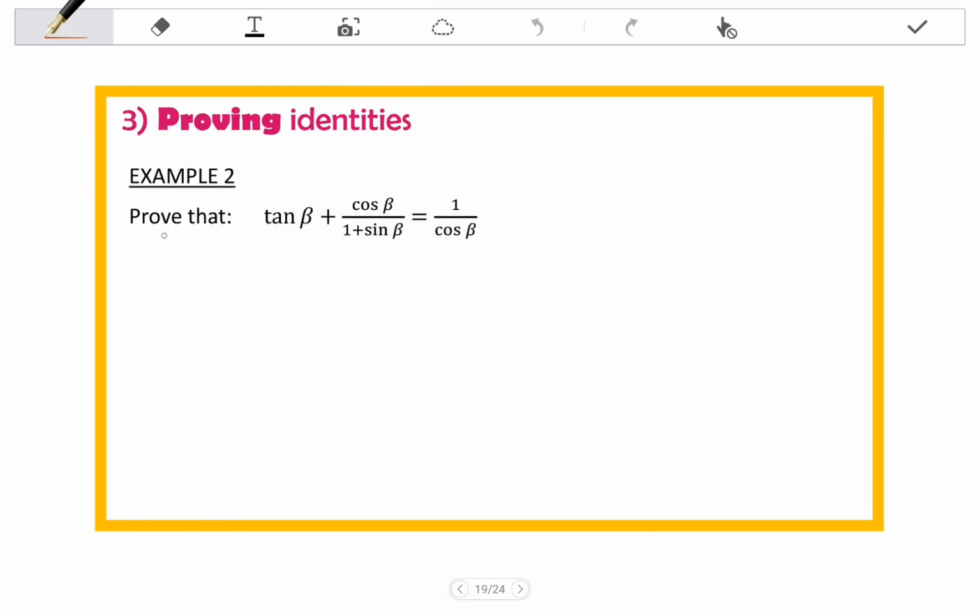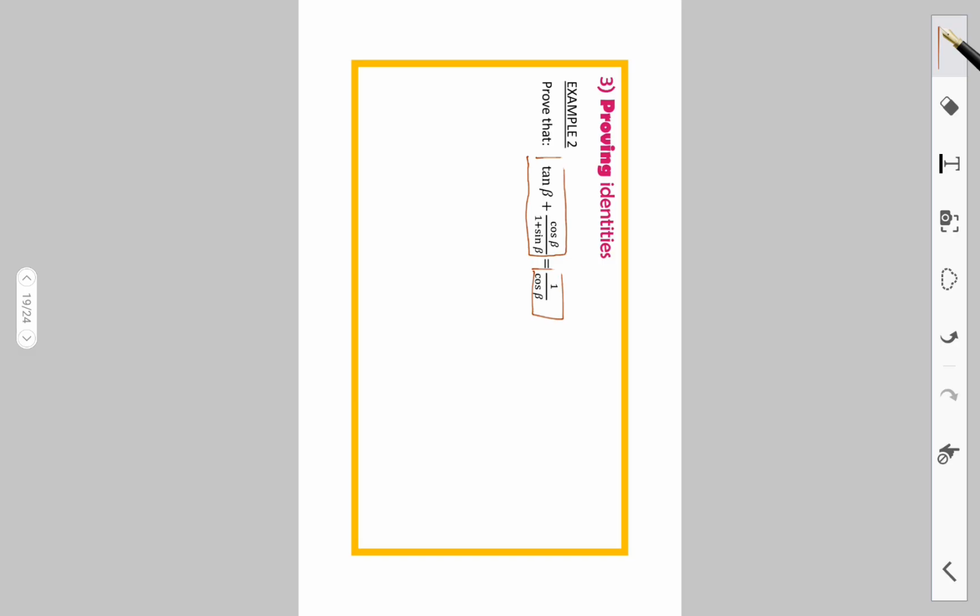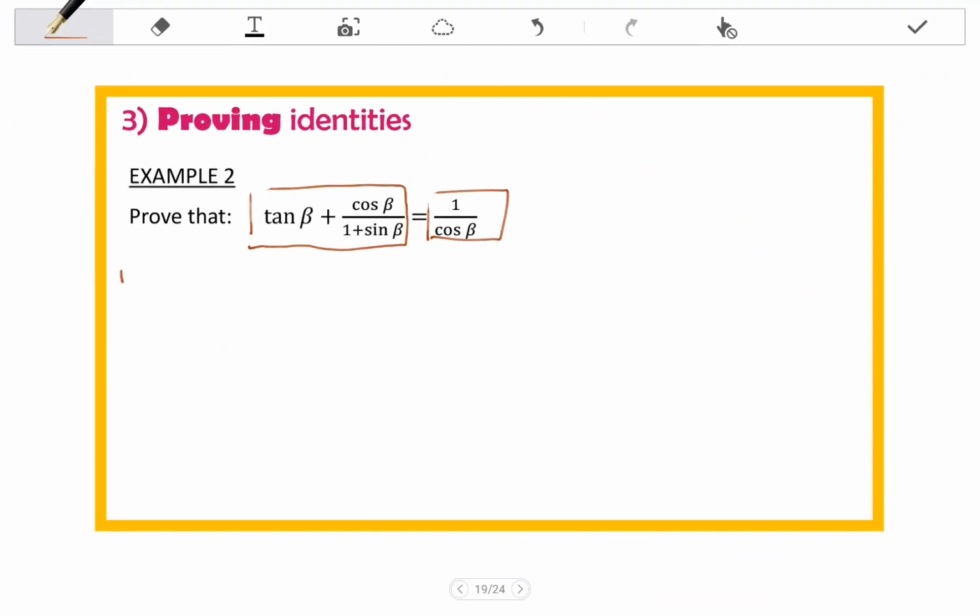Let's do a second example. Again, I have to split up the identity that I have to prove into the left-hand side and the right-hand side and work separately with them, proving that the one is equal to the other. Okay, so the left-hand side looks more complex, so I'm going to start off with the left-hand side. You don't always have to start off with the left-hand side. You can, by all means, start with the right-hand side if it's complicated and you can work with it.